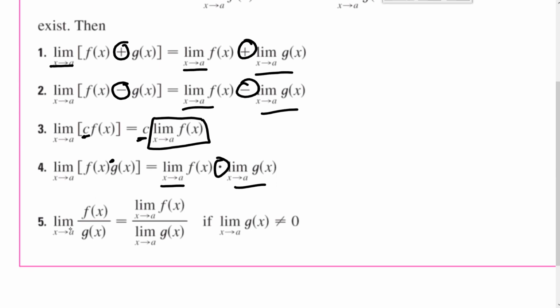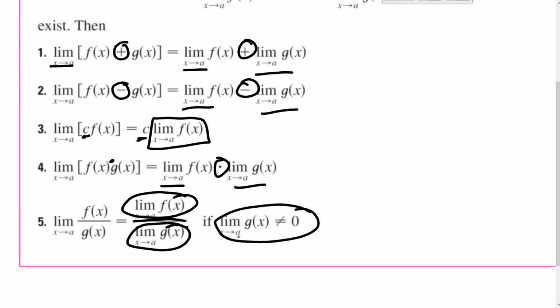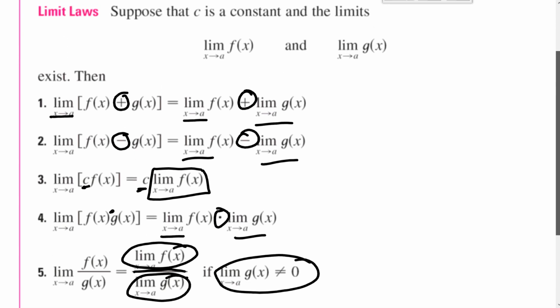And then if I want to take the limit of a quotient, then I can take the quotient of the two limits, as long as my bottom limit doesn't equal 0. So those are the limit laws, 1, 2, 3, 4, and 5. You'll use those in this section, so get familiar with those.